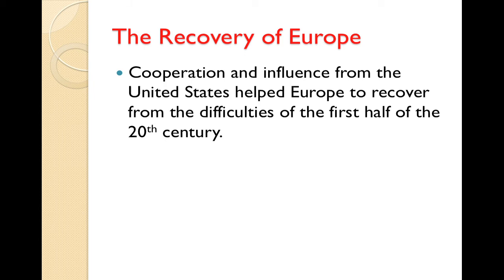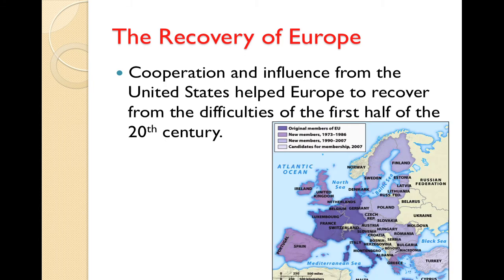The result was increased European integration, culminating in the economic consolidation that we have today called the European Union. And on this map, all the countries that are a purple shade represent joining this economic integration of Europe called the European Union, beginning in the 70s and going into the 2000s.